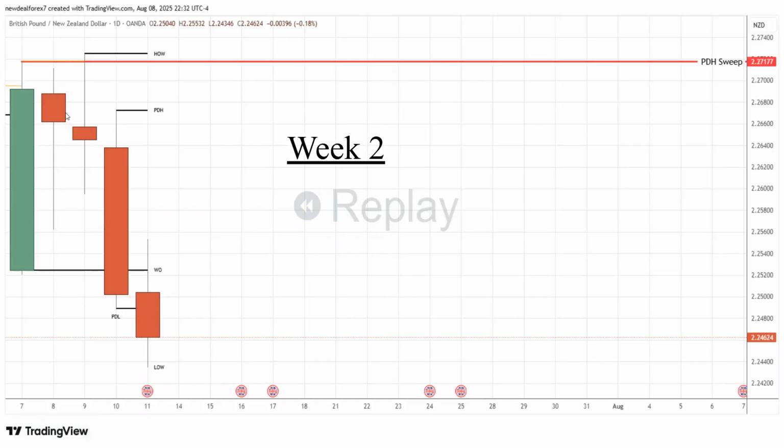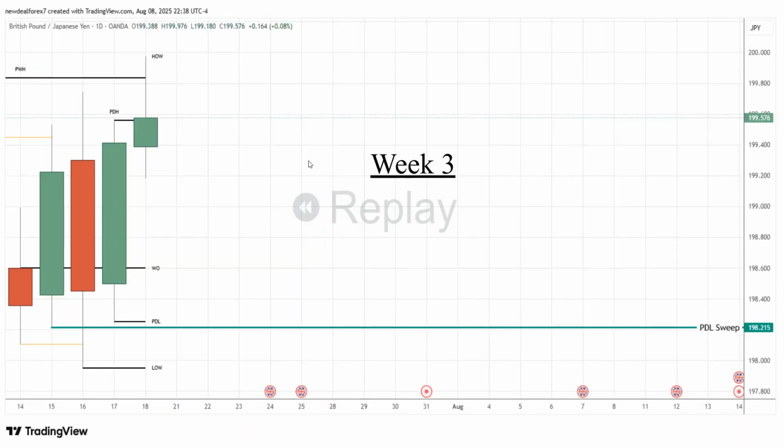Next week in July, this was pound New Zealand. Monday, Tuesday, Wednesday made the high of the week. Your trade is right in here. Boom, price goes to the downside. But you have to be patient enough to wait for this Wednesday play out to happen. But there you go. That's it.